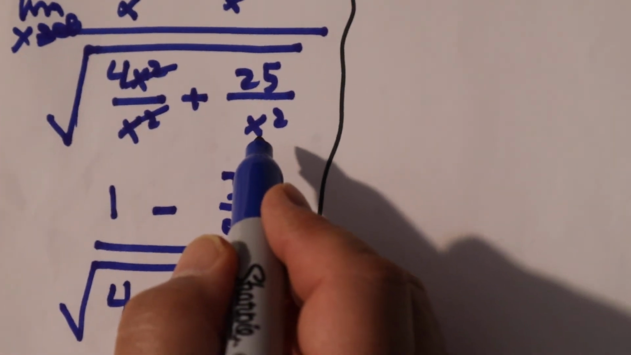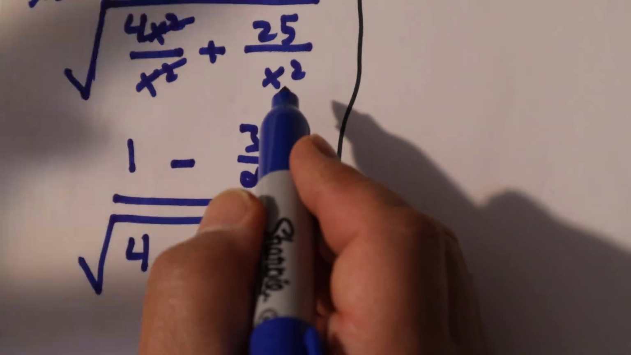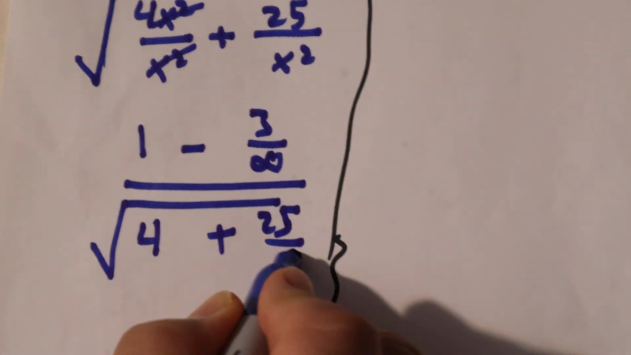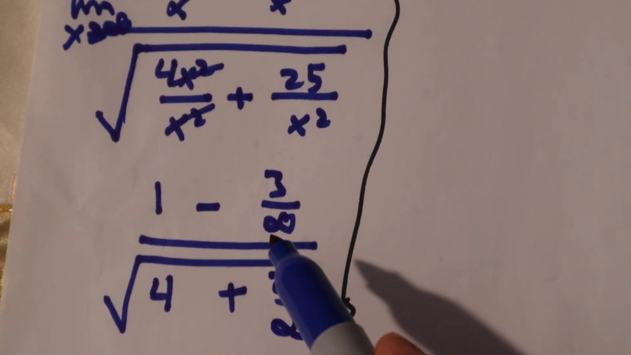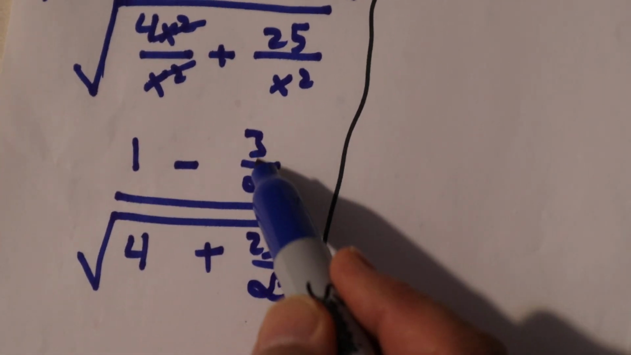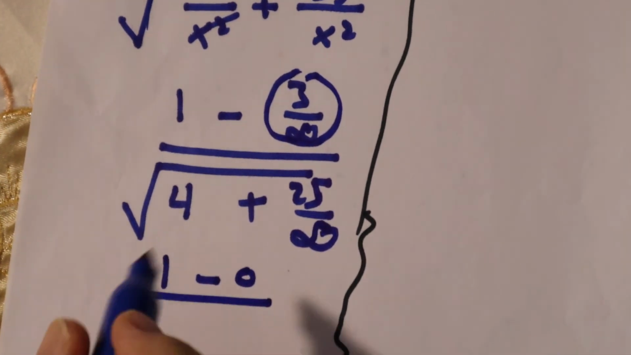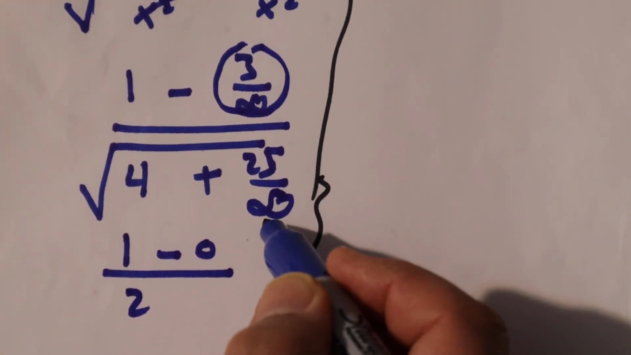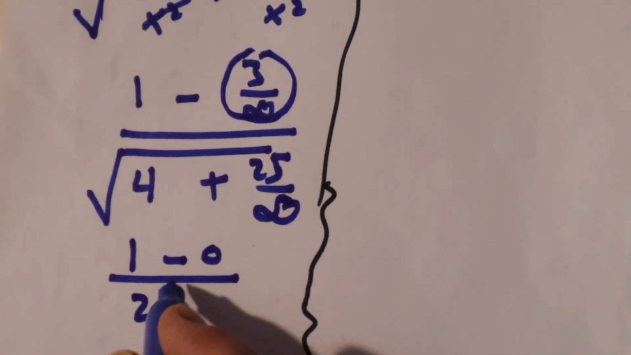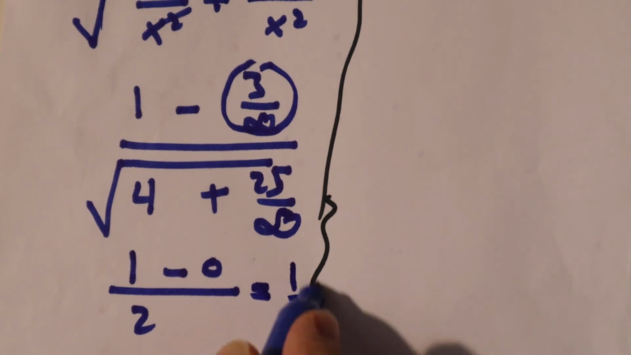When you see x squared, it's the same as infinity squared, and infinity squared, infinity to the fifth, infinity to the 6th power, infinity to the 7th power, is still infinity. And as we learned before, any number divided by infinity will be 0. So it's 1 minus 0 divided by the square root of 4, which is 2. And 25 divided by infinity is 0. So the final result will be 1 minus 0 over 2, which is 1/2.